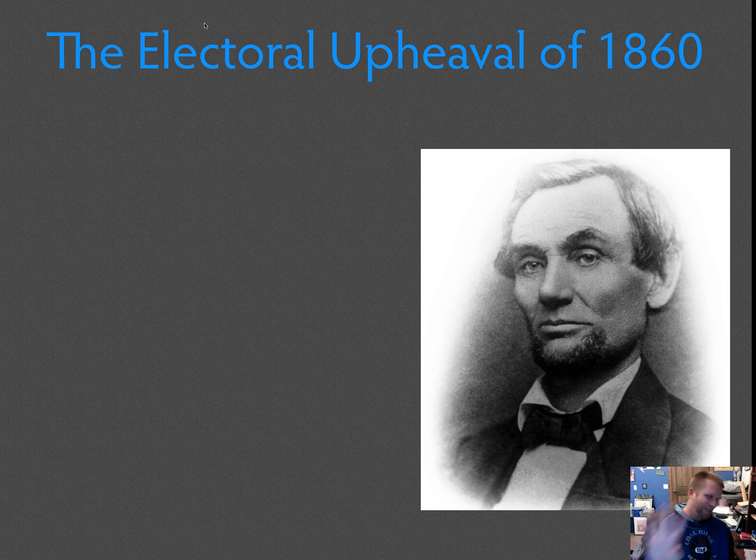So 1860, you got four candidates running. You have Stephen Douglas, John C. Breckinridge, you have Bell of the Constitutional Union Party, and Abraham Lincoln. John C. Breckinridge is a Southerner. Stephen Douglas is really popular with Northerners. And then you have John Bell from Tennessee, the Can't We All Get Along party.